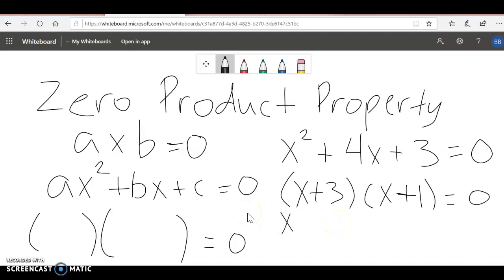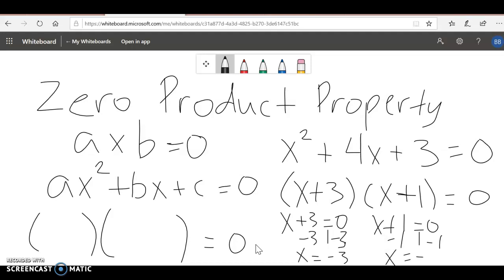And the way you're going to use that information is you're going to say, well, that means this factor could be equal to zero, or this factor could be equal to zero. And you could solve it, do a quick solve. Minus 3, minus 3. You have x equals negative 3. And we have minus 1, minus 1. We have x equals negative 1.